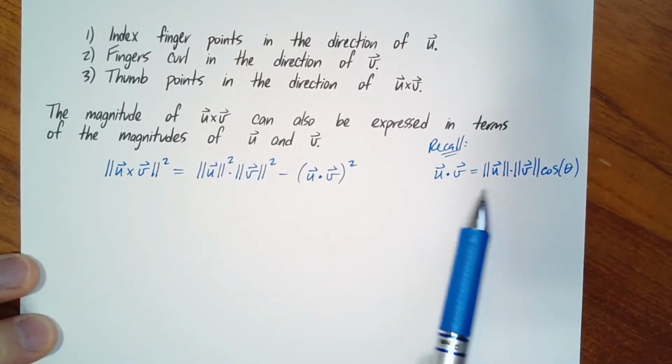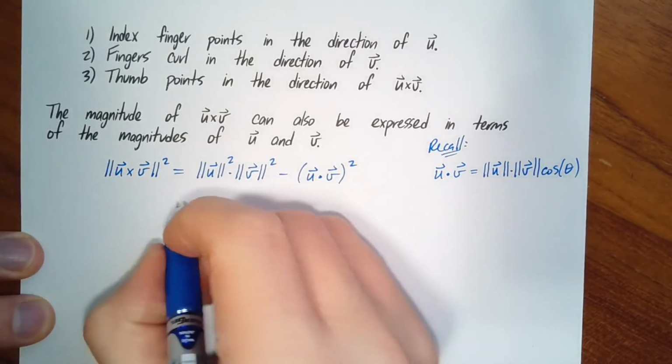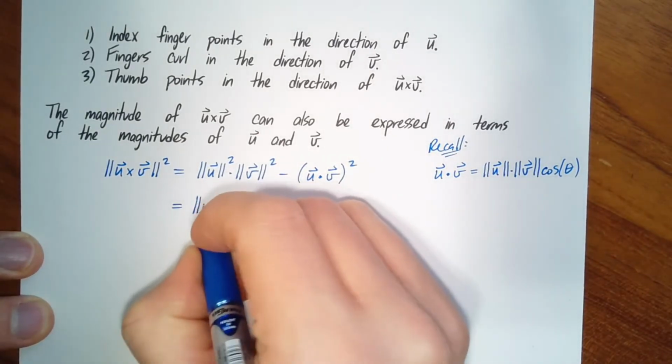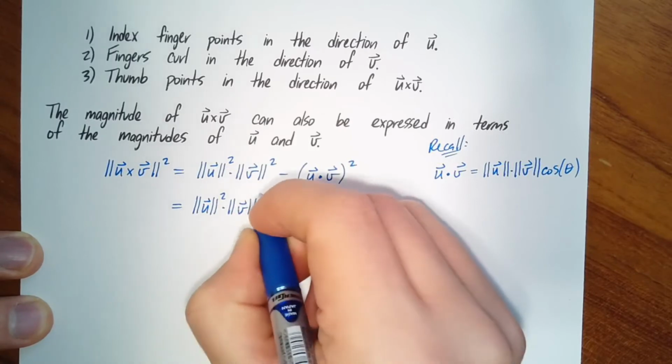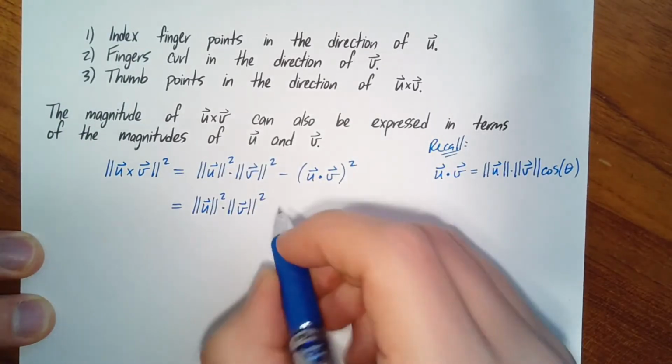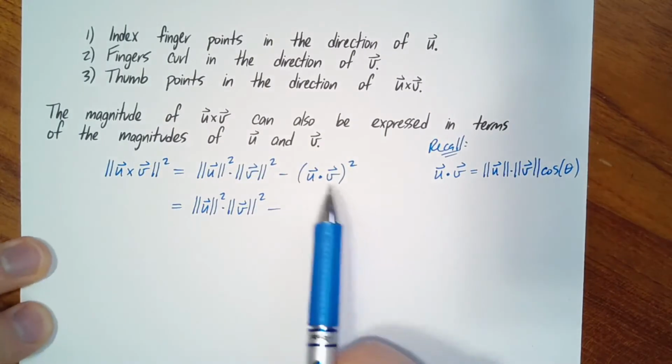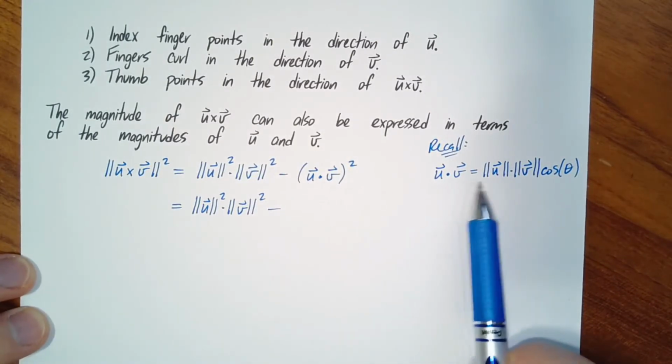Okay, so let's apply that to this dot product here and see what we get. Well, we're going to get the norm of u squared times the norm of v squared, that part won't change, minus, so then for the dot product of u and v, just plug in all of this.